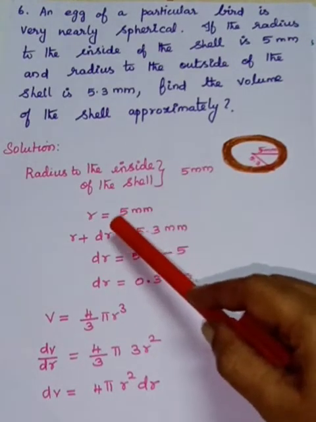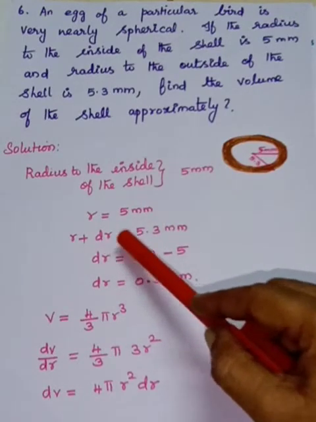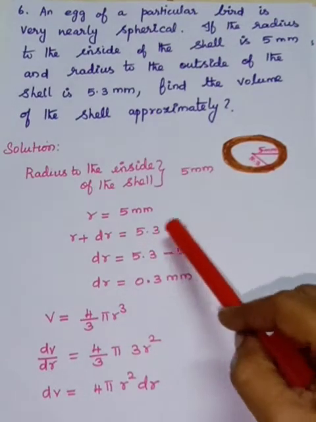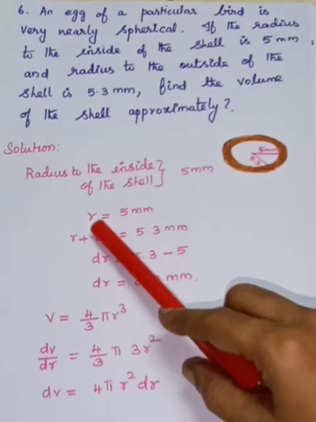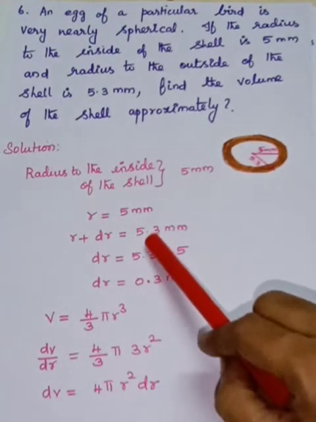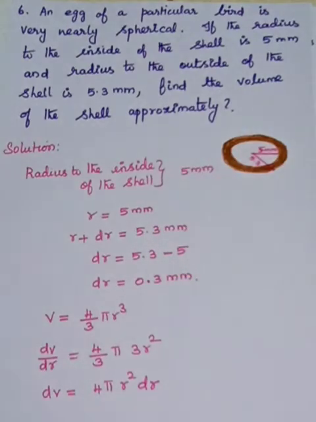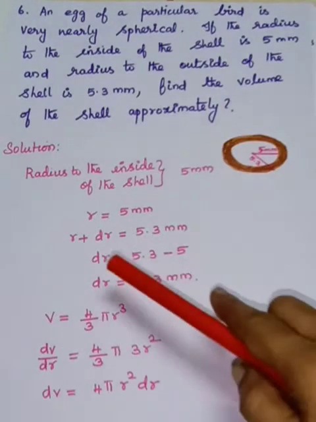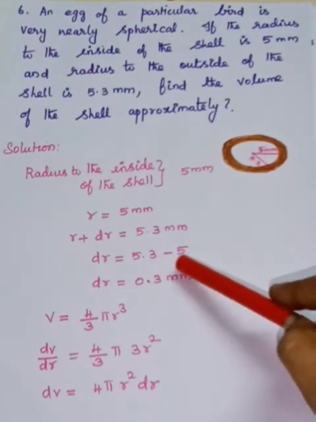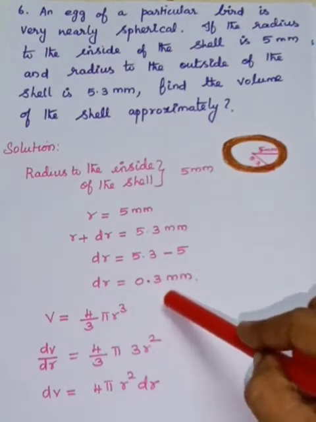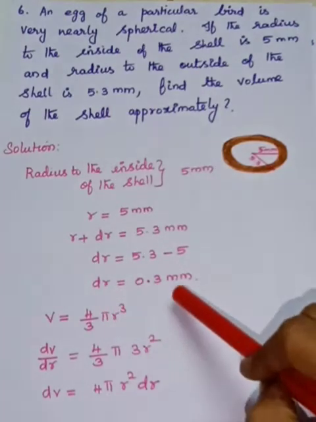Here I have taken r is equal to 5 millimeter and r plus dr is equal to 5.3 millimeter. What is r? r is the radius to the inside of the shell. So the outside of the shell is 5.3 millimeter. So r plus a small increment in r is nothing but 5.3 millimeter. From that, dr is equal to 5.3 minus r. r is 5 millimeter. So dr is equal to 0.3 millimeter. That is the change in the radius, approximately 0.3 millimeter.